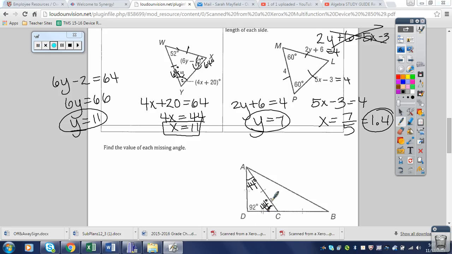Now you're going to do it the same way. Notice here, this angle makes a linear pair. So 180 minus 44 is 136 degrees. And then you're going to do the same thing because this is an isosceles triangle. So 180 minus 136 is 44. Divide by 2 is 22 and 22.